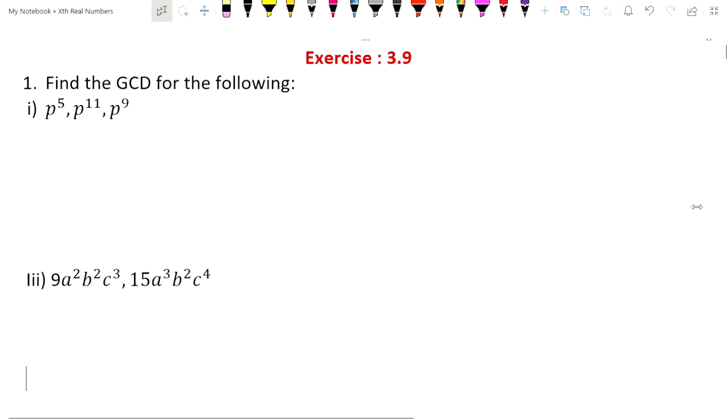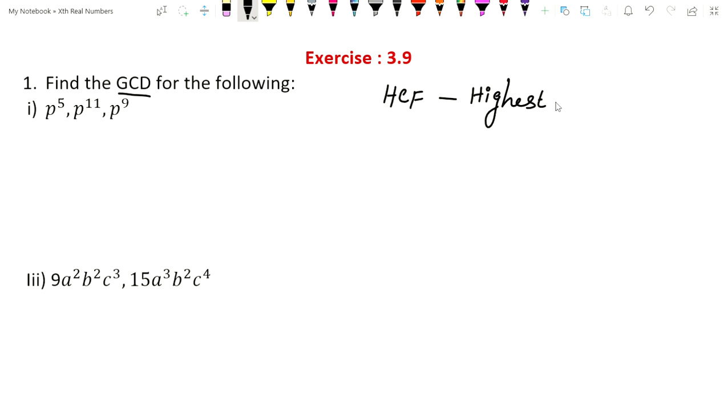Find the GCD for the following. GCD means greatest common divisor. What is the expansion? Greatest common divisor. It is also called HCF, highest common factor. So we are going to find the GCD, greatest common divisor.